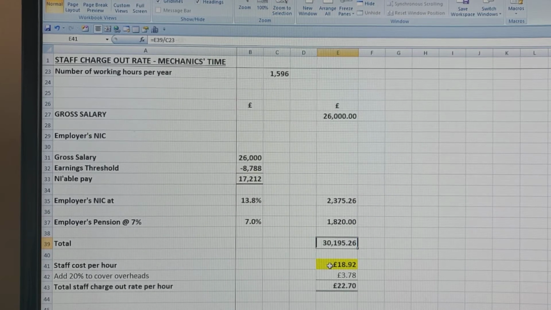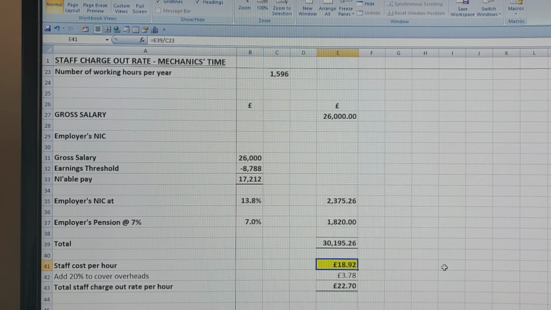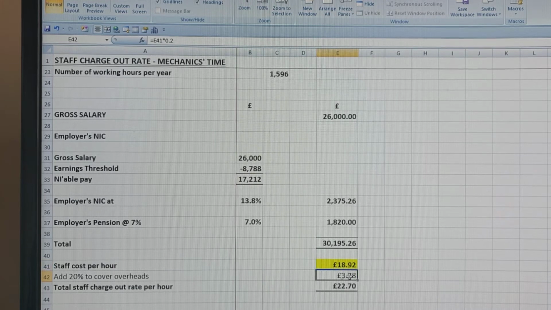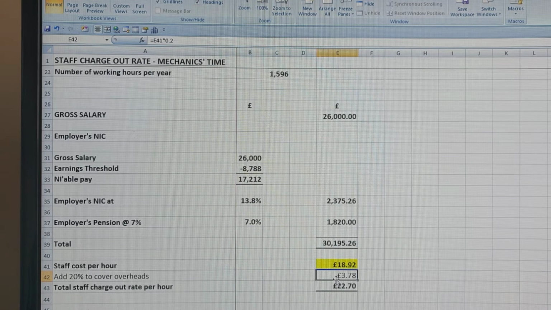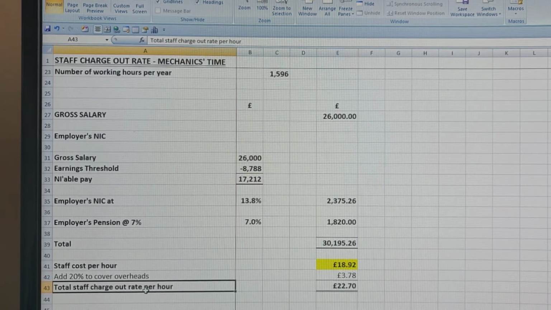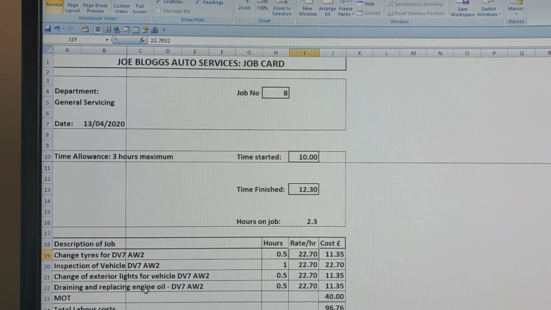If you divide that by the number of hours that the mechanic has to work in a year, it will give you an hourly rate of £18.92. Now, we have also advised our client to add 20% of this staff cost and call it overhead. Overhead means rent, rates, electricity, gas, and so on and so forth, because those are costs due. So, that gives you a total hourly rate of £22.70. Okay? That is what has appeared on the job card here.